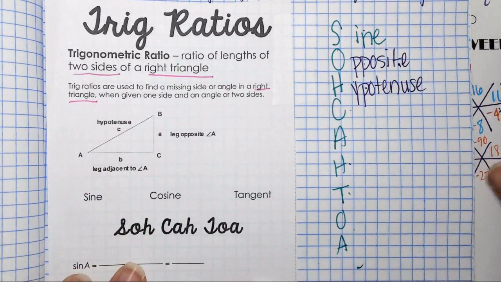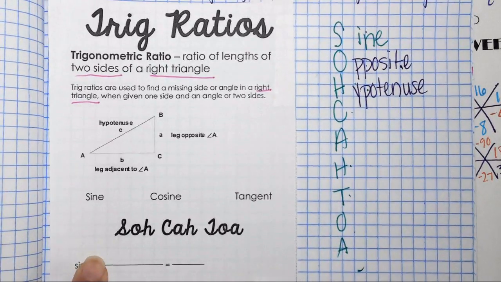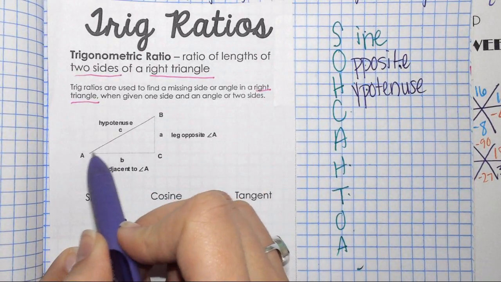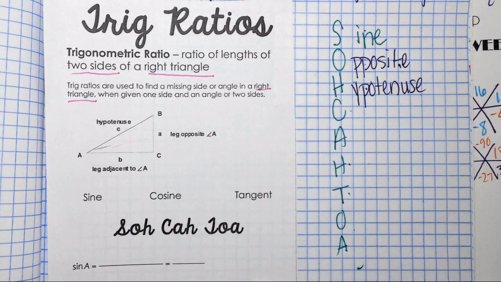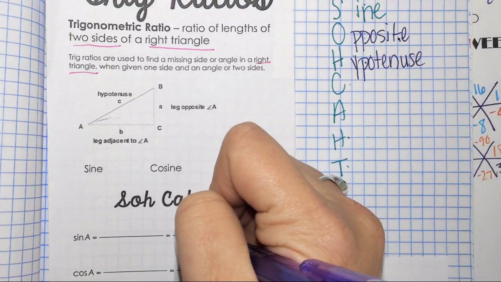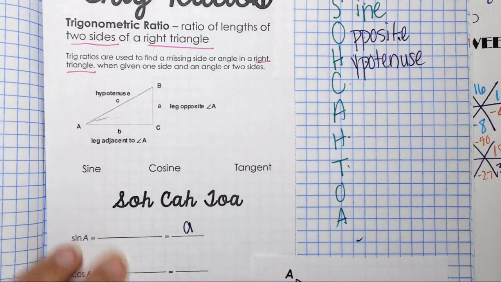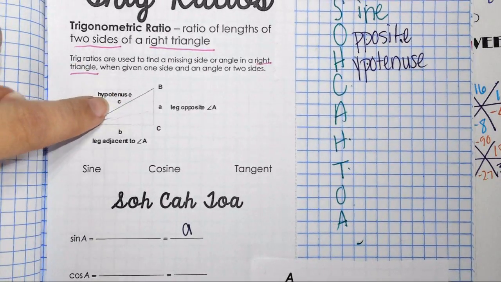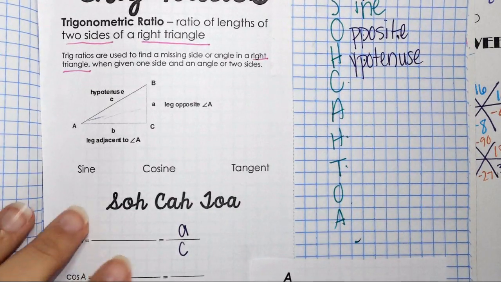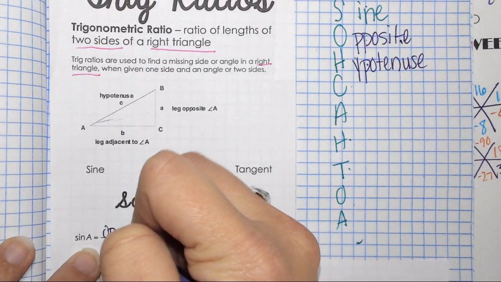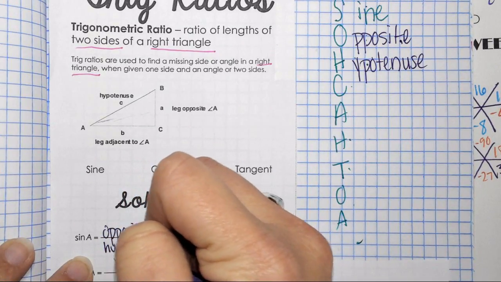All right, so let's look at A. If I want the sine of A, what leg is opposite of A? Leg A. So right here, I want you to write A. And what is our hypotenuse represented by in this triangle? C. So it's the opposite divided by hypotenuse.